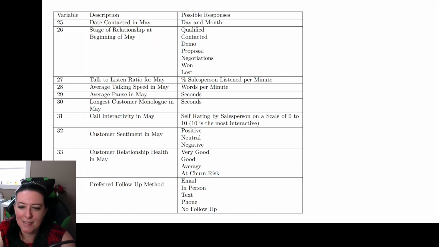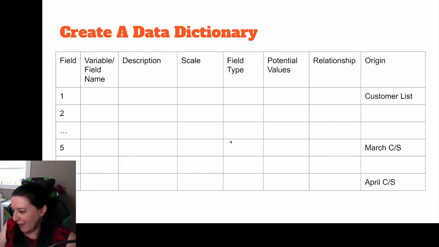So let's say the highest end is 100 words a minute. So we're giving a range. We're recognizing that it's numbers. We're identifying that the numbers in the average pause and the longest customer monologue are in seconds. So we want to note that information in our data dictionary.